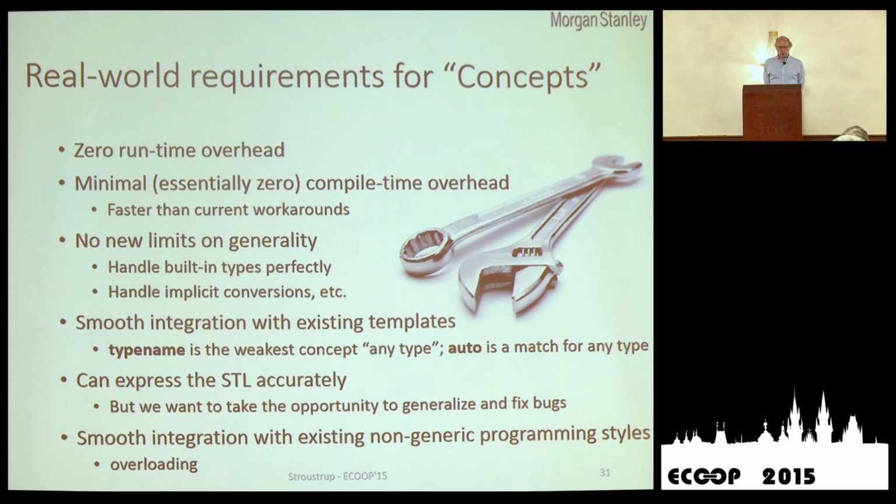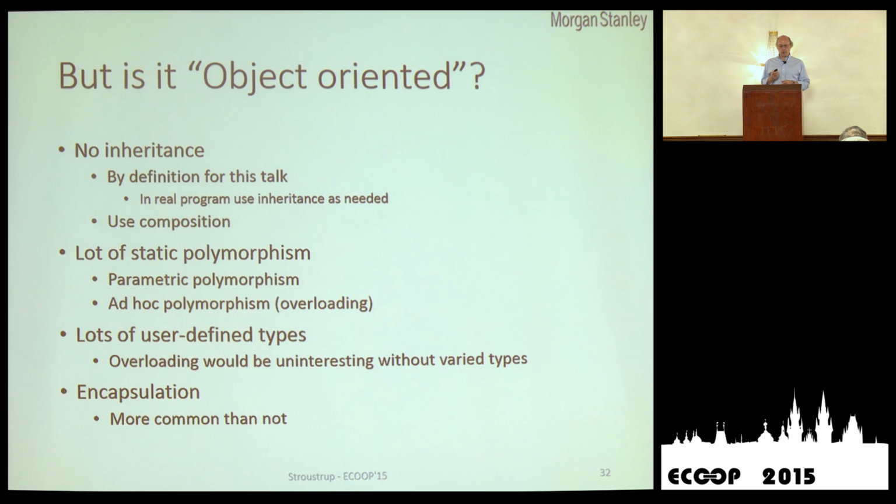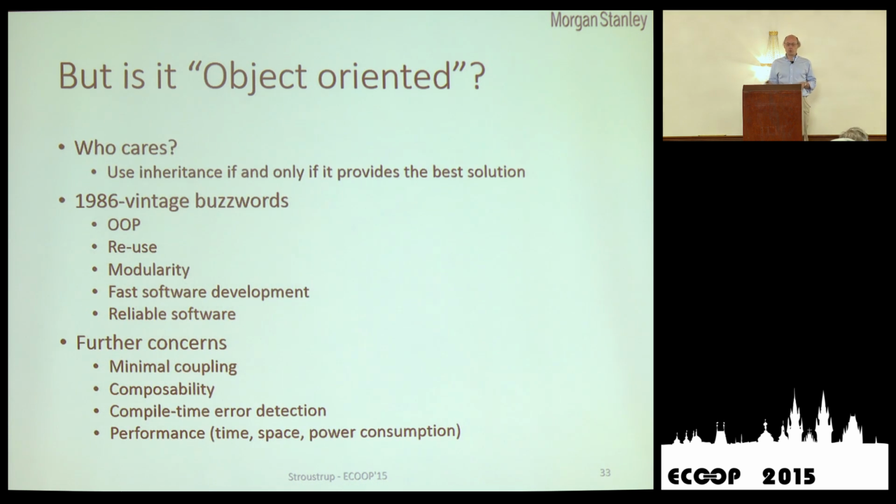And it has a smooth integration with non-generic programming styles. That's important. So we could say, but what I've been saying here, is it object-oriented? It's got no inheritance, so by some definition it doesn't. It's got lots of static polymorphism, and that was one of the polymorphisms in the Cardelli-Wegner paper, for instance, together with ad hoc polymorphism. There's lots and lots of user-defined types, so there's a lot of abstraction going on, a lot of encapsulation. So who cares?